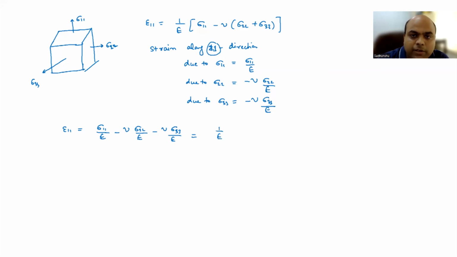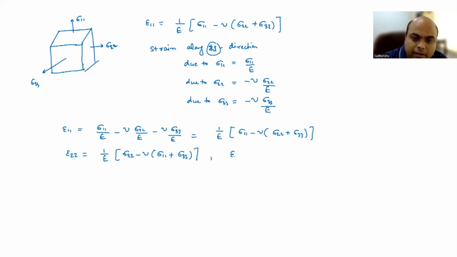And if you do that, you're going to get the equation like this, which is also written at the top. Similarly, you can have expressions for epsilon 22 and epsilon 33. So epsilon 22 is 1 by E times sigma 22 minus mu times sigma 11 plus sigma 33. And epsilon 33 is 1 by E times sigma 33 minus mu times sigma 11 plus sigma 22. So now we know epsilon 11, epsilon 22, epsilon 33.